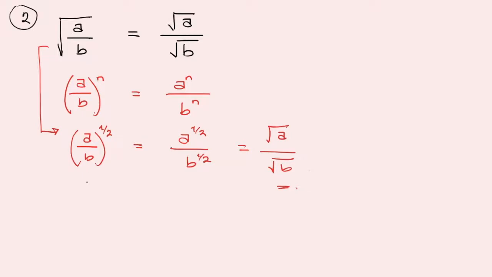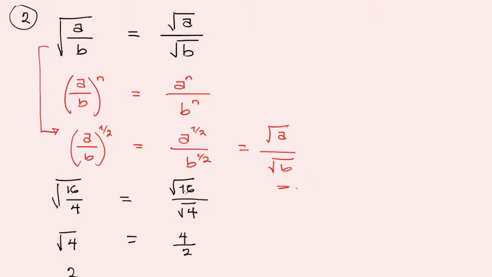Now if we use the same numbers like we had used in the previous example, which is if we have the square root of 16 over 4, and we're trying to prove that this is equal to the square root of 16 over the square root of 4. So let's do this. Now 16 divided by 4 is equal to 4. So this is equal to the square root of 4, and the square root of 4 is equal to 2. Now what about this? The square root of 16 we know is 4, and the square root of 4 is equal to 2. Now 4 divided by 2 is equal to 2. So we can see that the square root of a divided by b is the same as the square root of a divided by the square root of b.